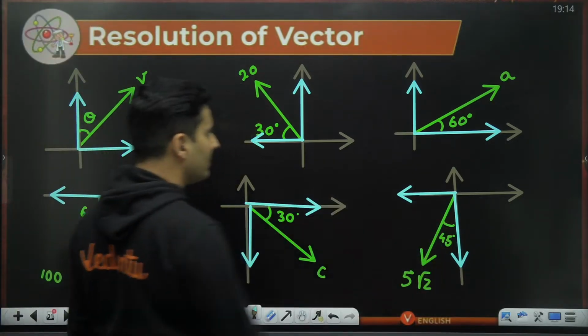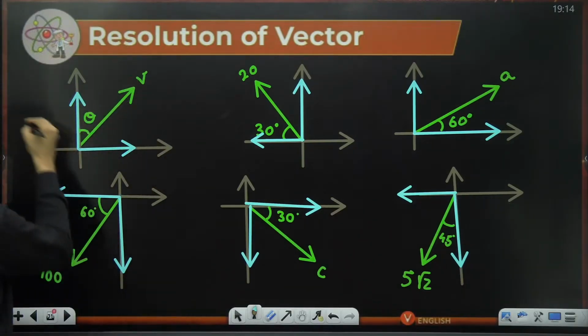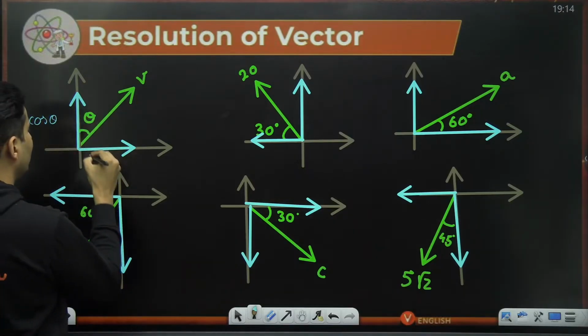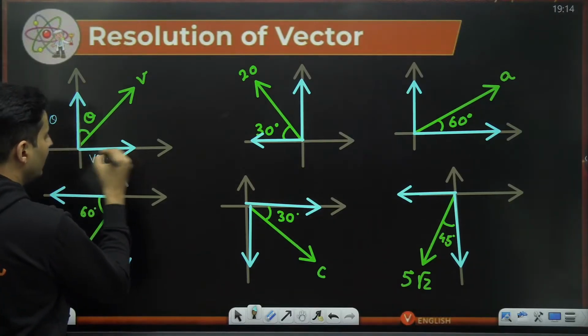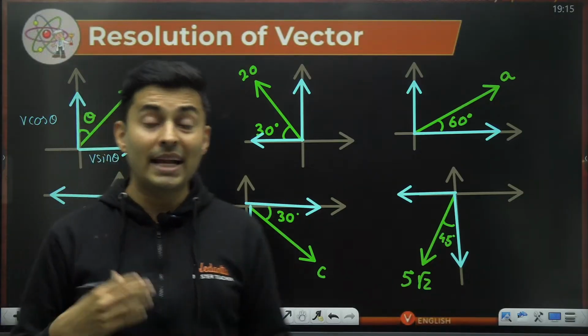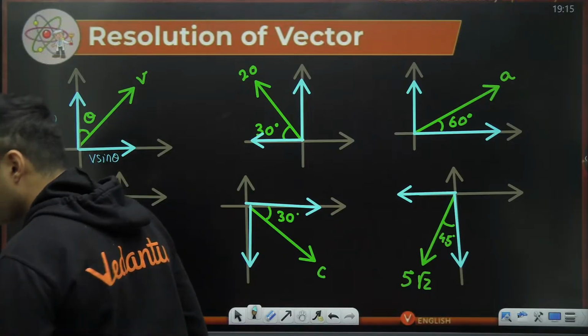We can find it out easily. The closer one is cos, so this will be V cos theta. This is far away from theta, so V sin theta. The moment you go far, you commit a sin. A lot of people remember X means cos, Y means sin. That is absolutely nonsense. Okay, all right.